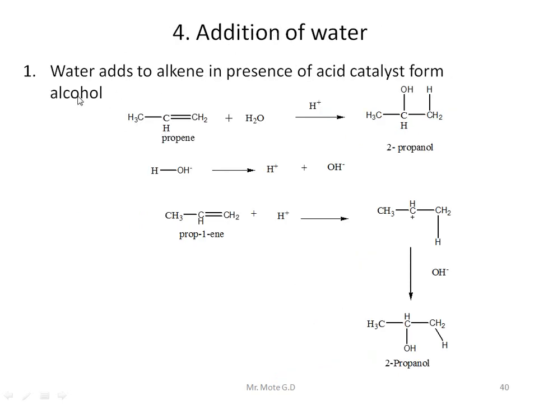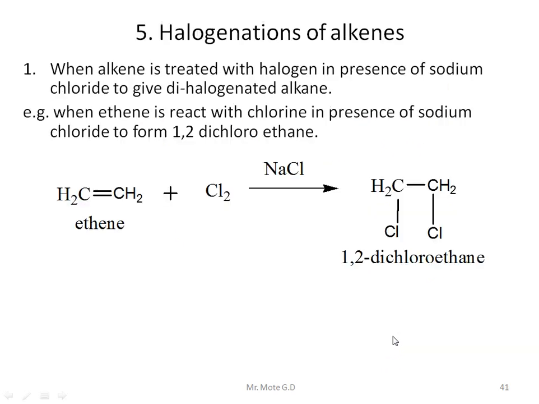For the addition of water, water adds to an alkene in the presence of a catalyst to form alcohol. So this is propene. H goes to there, OH goes to there to form 2-propanol. Mechanism: ionization, H plus and OH minus ion. H goes to there to form this, OH attaches to form 2-propanol.